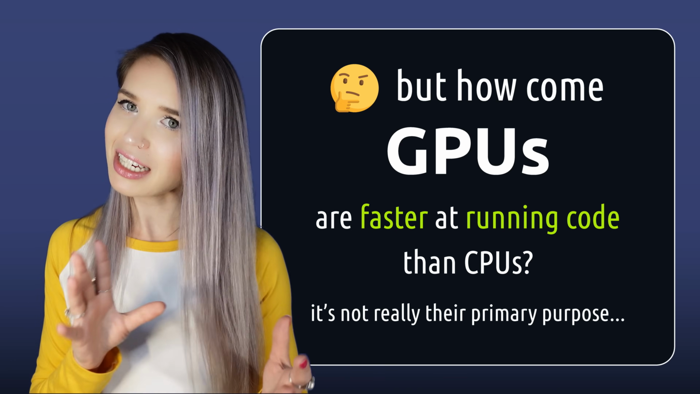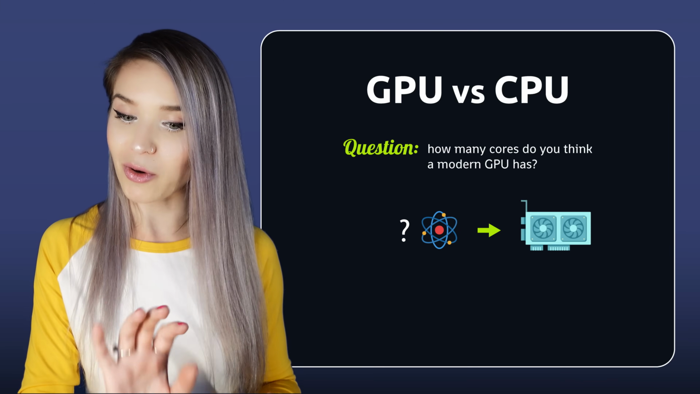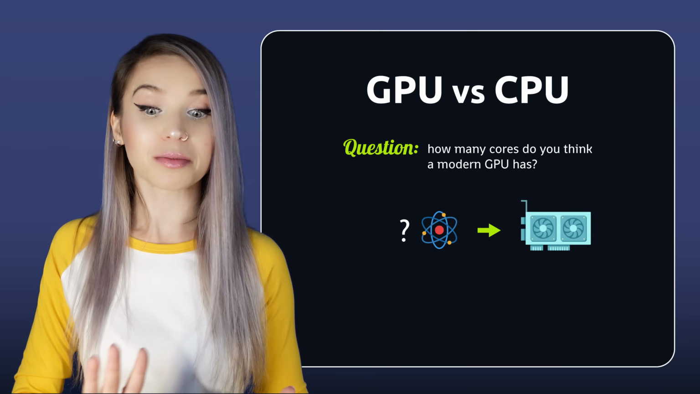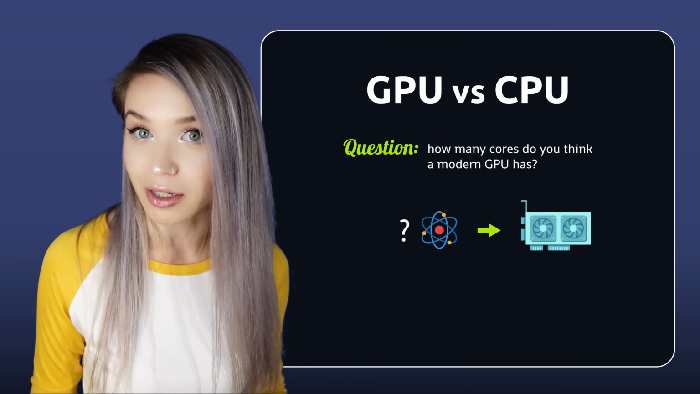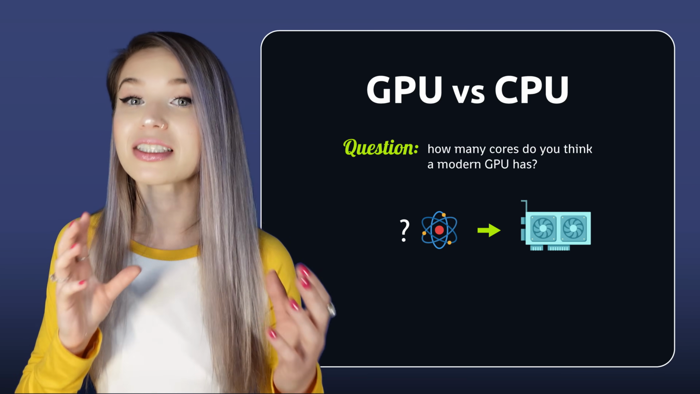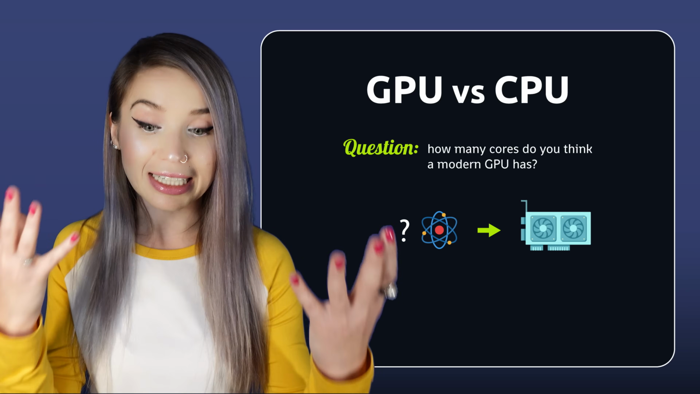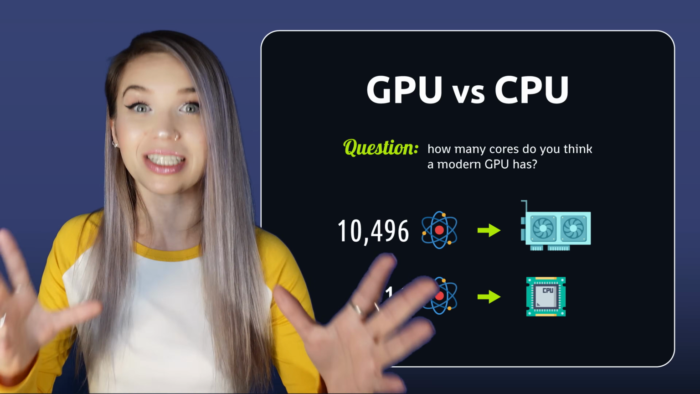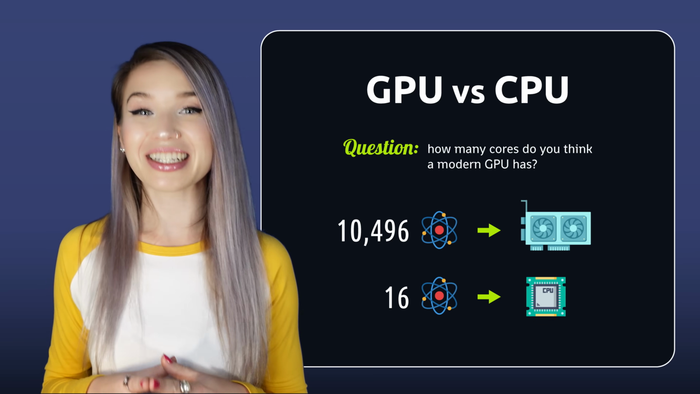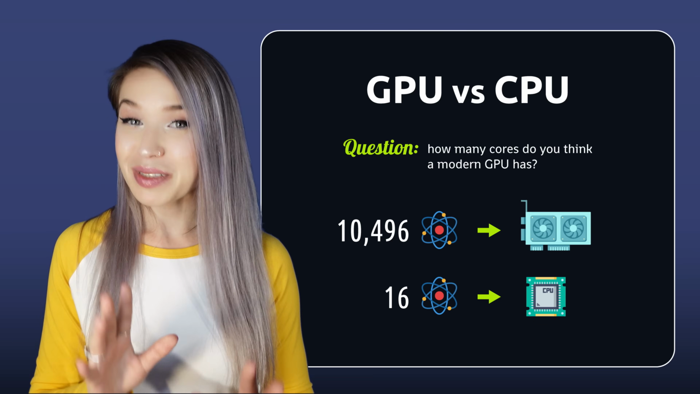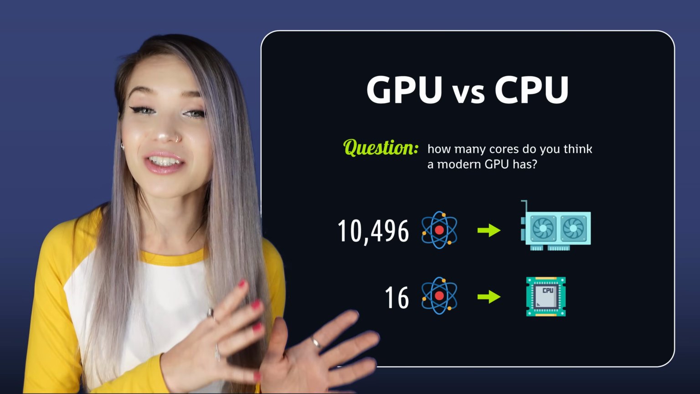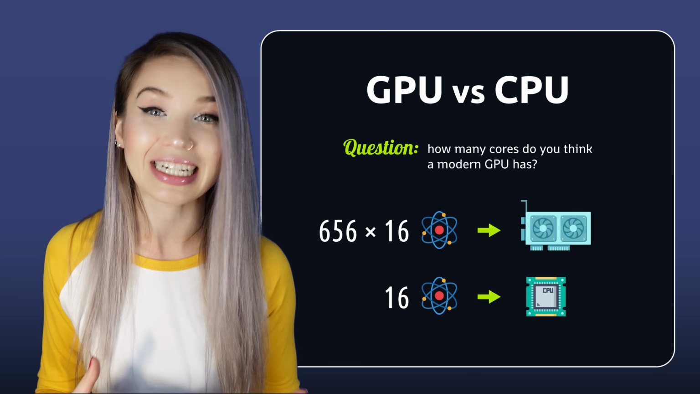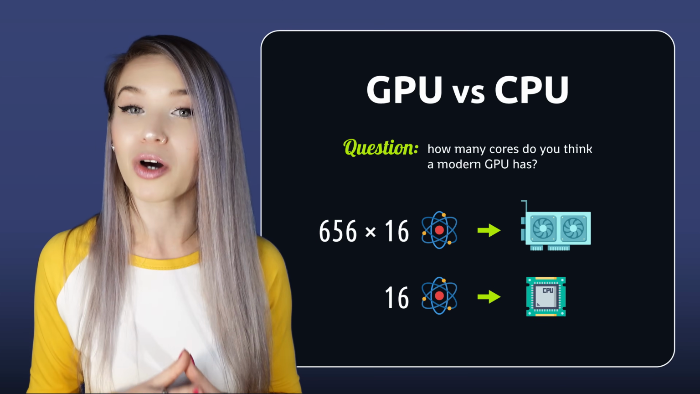Now, can you guys make a guess of how many cores a modern GPU has? And please be extra generous, because what I'm about to say will shock you. So if the most advanced CPU at the moment has 16 cores, the most advanced GPU has 10,496 of them. Yeah. Specifically, Nvidia's RTX 3090 has 656 times more cores than Intel's i9 12th gen processor.